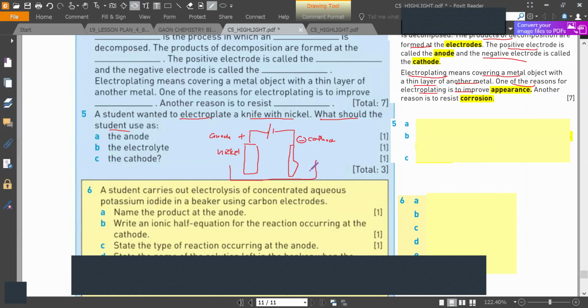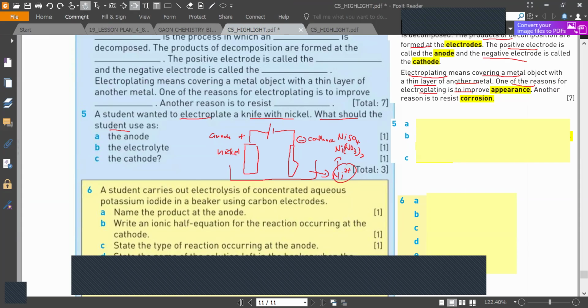And then the electrolyte must be nickel ion. It could be nickel nitrate or nickel sulfate. Either way is fine. So that will be the electrolyte.